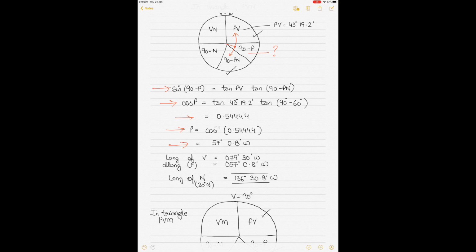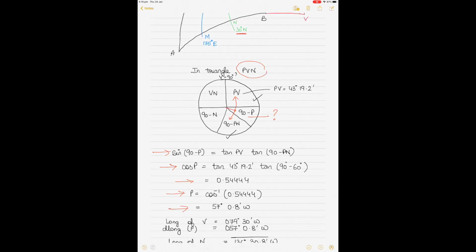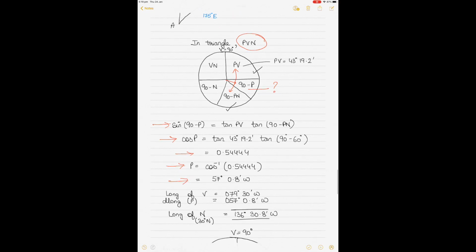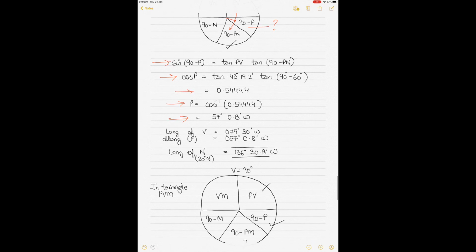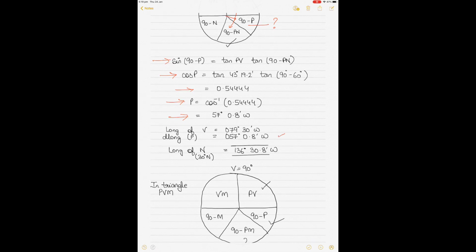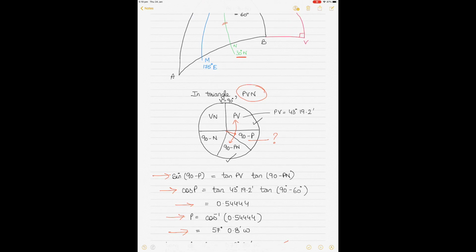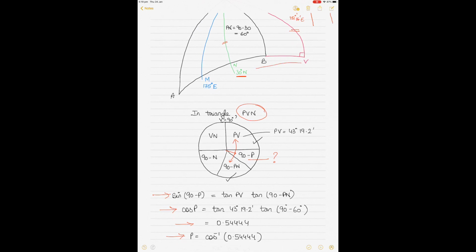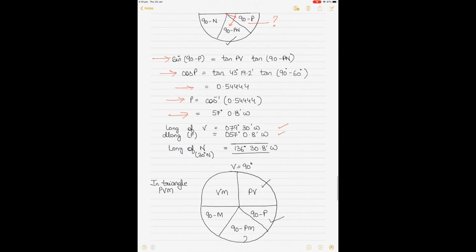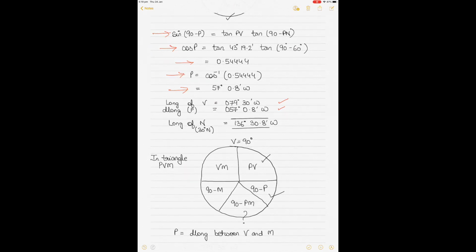Now this is a different triangle. This is triangle PVN. So again, do not get confused by P. This is a different P now. In triangle PVN, you have found out P, and you know the longitude of the vertex. You calculated it before. All you have to do now is apply it. From the vertex, you are going further west. That's why you will add to it, right? So that's what I've done.